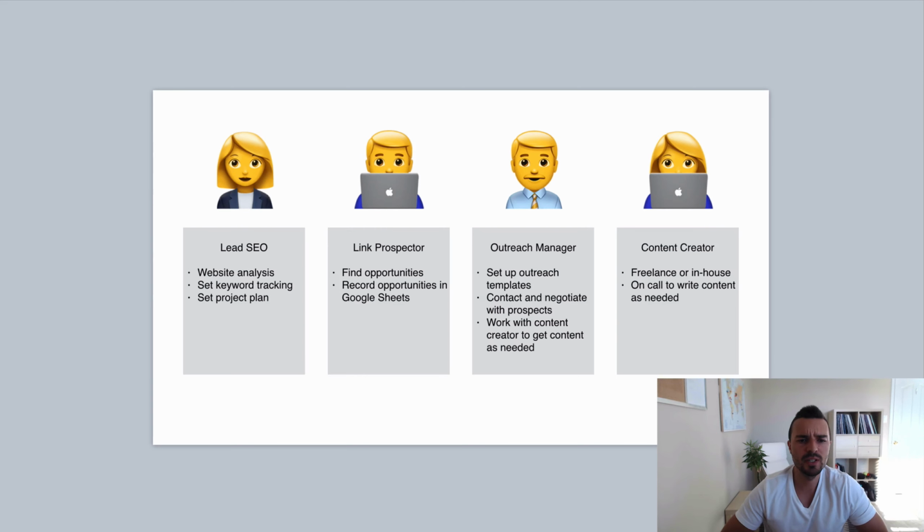So there's basically a lead SEO. This person is doing the website analysis, setting up the keyword tracking, setting up the project plan, basically quarterbacking this whole thing. Then you have the link prospector. This is the person that is finding opportunities and then recording them in Google Sheets or whatever spreadsheet you're using. Next, there's the outreach manager. This person is going to set up outreach templates, contact and negotiate with prospects, and work with content creators to get the content as needed.